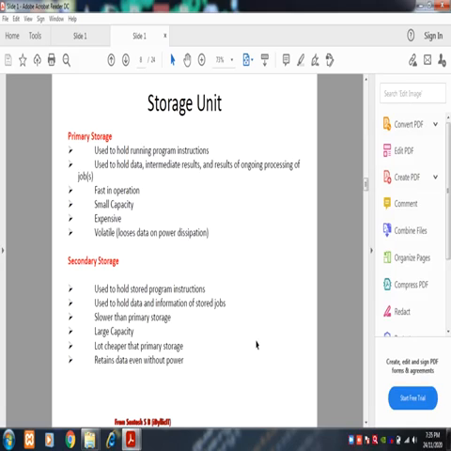Okay, next, it is a lot cheaper than primary storage. As compared to primary storage, it is very cheap. Cheaper means it has huge data storage capacity, which means it cannot be faster. So feature-wise, it is cheaper than primary storage. Next, it retains data even without power. When power dissipation happens, it still retains the data. So this is the storage unit.